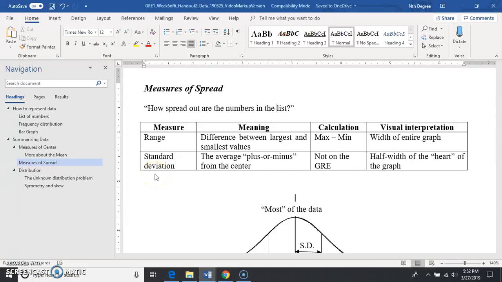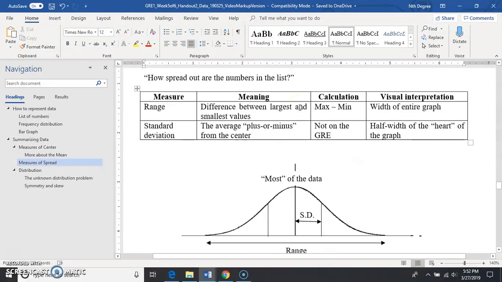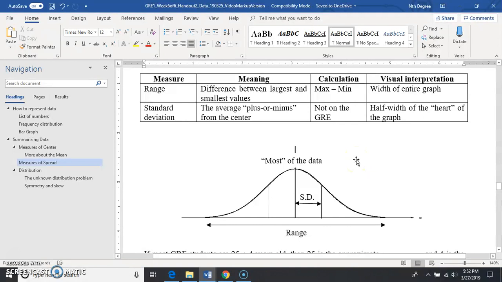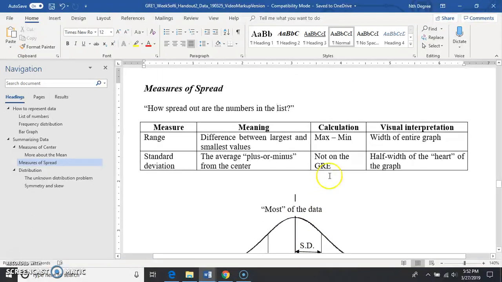Continuing our data analysis power hour, we're still talking about summarizing data, and we're now ready to discuss measures of spread. Remember that the measures of center answered the question, what is the mediumest number in the list? The measures of spread answer a completely different question, which is how spread out are the numbers in the list? The reason that's important is because you might have two lists of numbers that have similar averages, but one of them would be much more concentrated in the middle. So this gives us more information about the data.